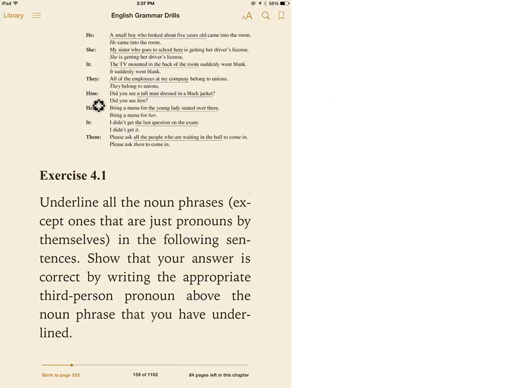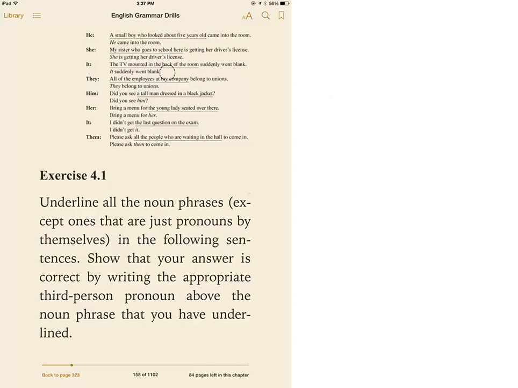Let's take a look at a post-noun modifier, because these are subjects. Down here are the objects. And what is an object? Well, did you see a tall man dressed in a black jacket? Did you see him? You can see that the reason it's an object is because it comes after the verb. Another one: please ask all the people who are waiting in the hall to come in. Please ask them to come in. Please ask who? Please ask them. So "them" is the object. It replaces this entire noun phrase. So that's what we're looking at.